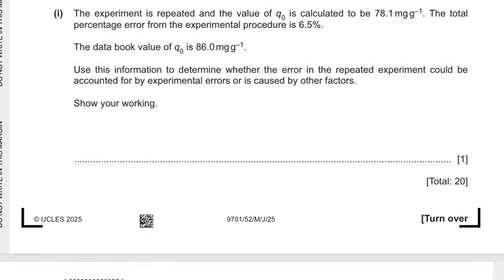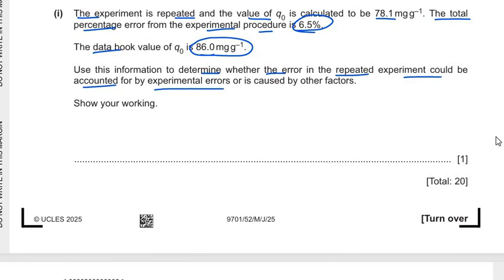Going ahead with the next part: the experiment is repeated and the value of Q0 is calculated to be 78.1 milligram per gram. The total percentage error for the experimental procedure is 6.5%. The data book value of Q0 is 86.0 milligram per gram of the activated carbon. Use this information to determine whether the error in the repeated experiment could be accounted for by the experimental errors or is caused by another factor.